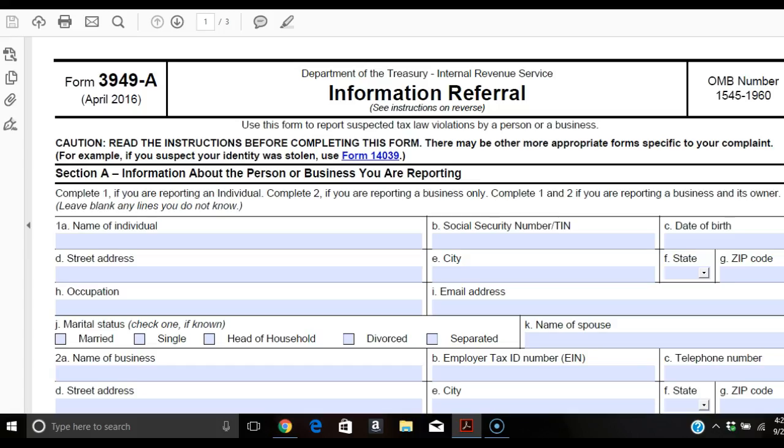So yeah, with that being said, that's all I got for you guys today. Just go ahead and take a look at the Form 3949A, with the IRS.